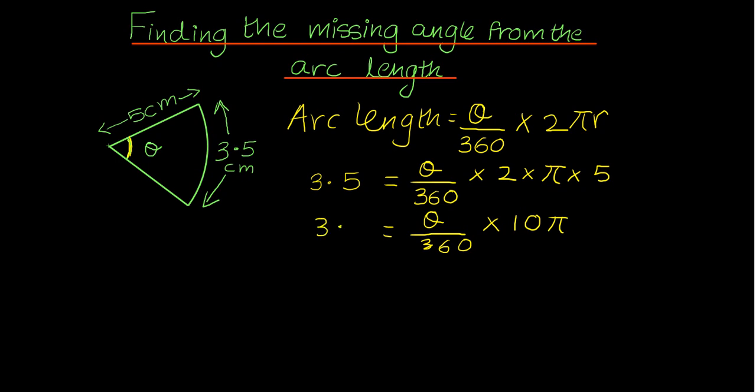Now in order to get theta on its own on the right hand side, I need to get rid of 10 pi, and then I need to get rid of 360. Since I'm multiplying on the right hand side by 10 pi, in order to get rid of it, I would divide by 10 pi. And in order to maintain the balance, I'd divide 3.5 by 10 pi as well.